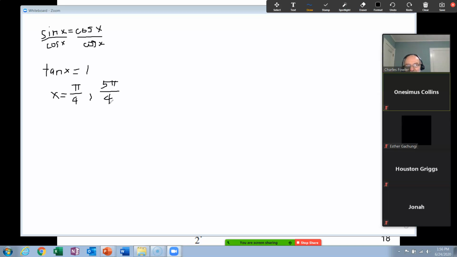Now, here's what I was saying before. When you divide by cosine x, in that interval, you divide by 0. Okay, but we're not interested in the interval. We're just looking for the points of intersection, and those were at pi/4 and 5/4 pi. You're not using this thing anywhere else except to find those points of intersection.